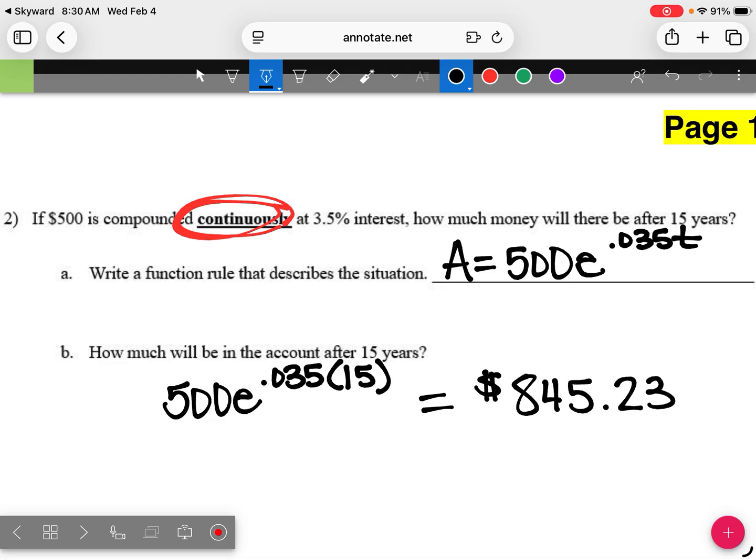Good. All right. So you should get $845.23. If you put 22 cents, you know, nobody's arguing about a penny, right? We're not arguing over a penny. But it should be technically 23 cents. All right, so now let's pull it all together and just do a mixture.